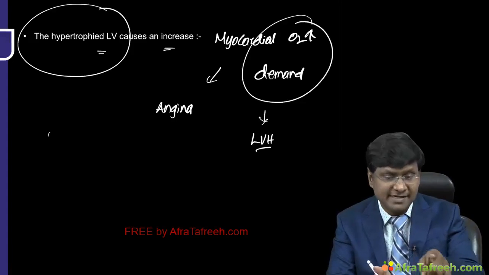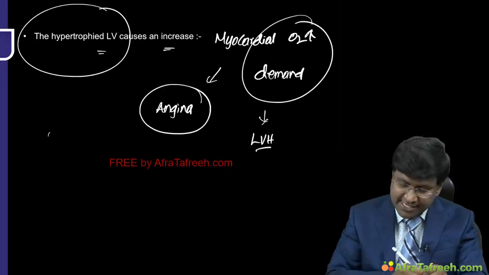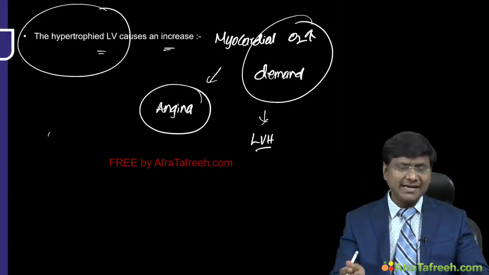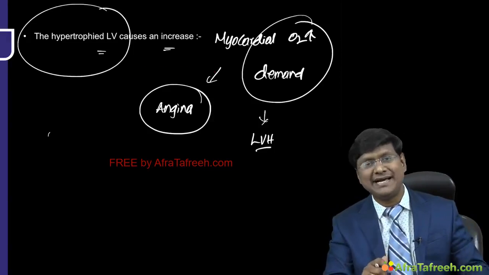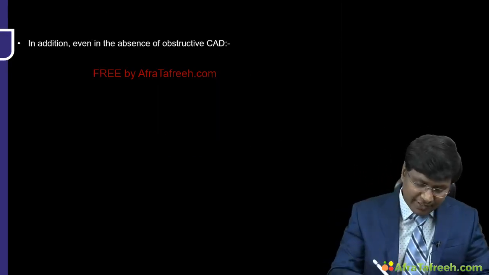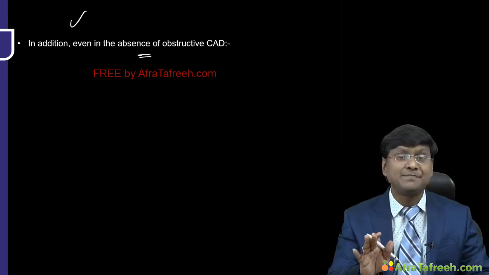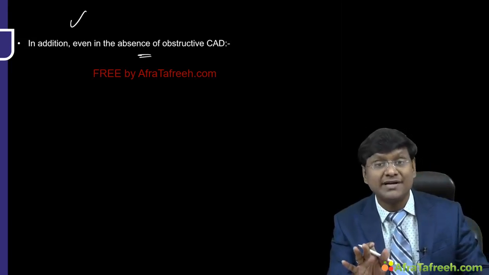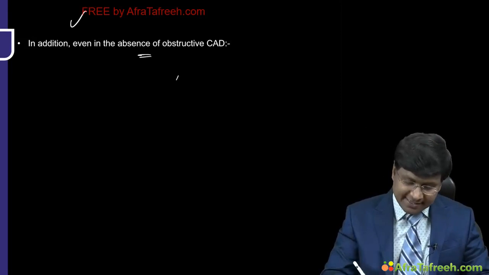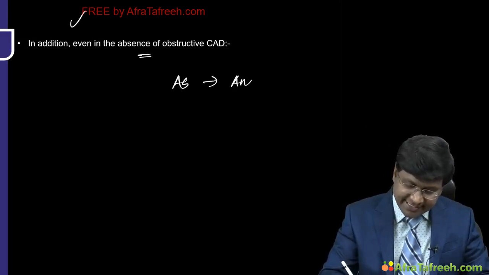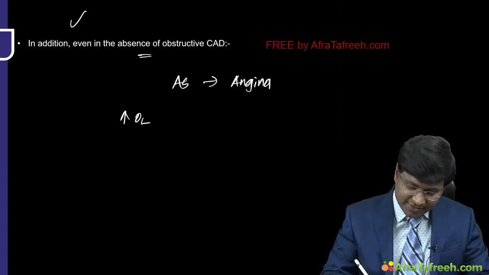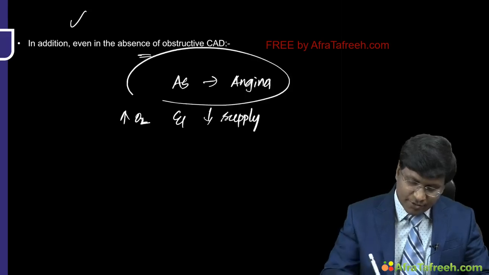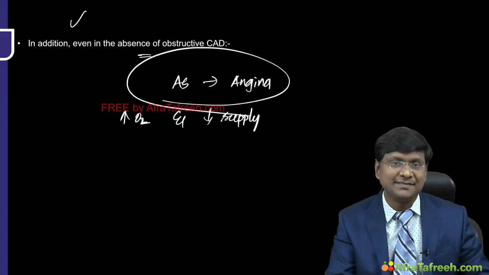Because of coronary artery disease, the blood supply to the myocardium is reduced, and that will result in angina. So on one side the demand is more, and on the other side the supply is less, and that will result in angina. You have to understand that even in the absence of obstructive coronary artery disease, patients with aortic stenosis can still develop angina. Why is this? That is because of increased oxygen demand as well as decreased supply. So this will contribute to the development of angina, right?